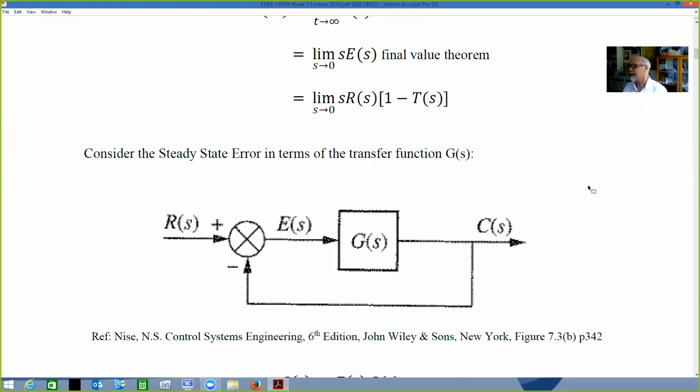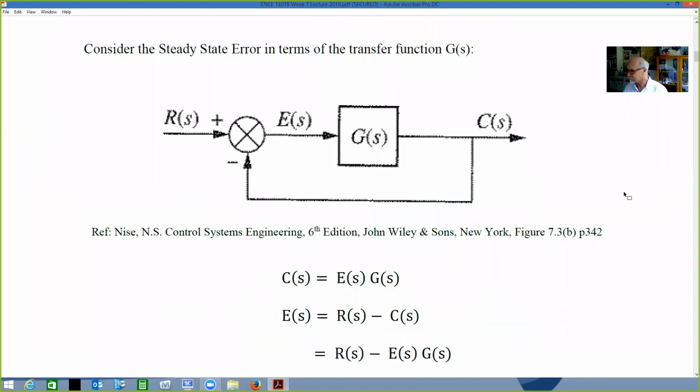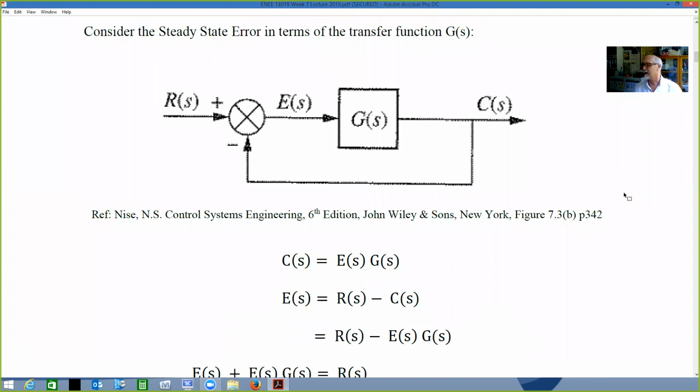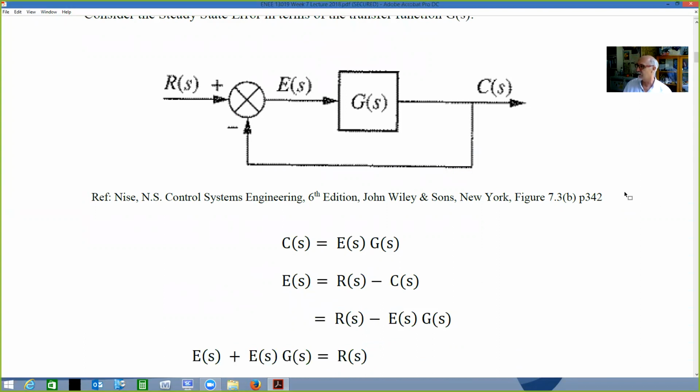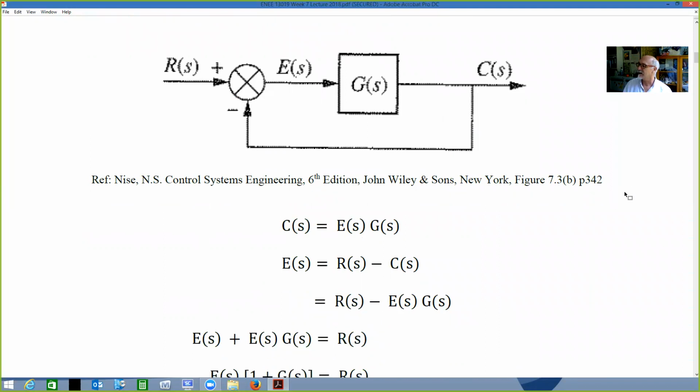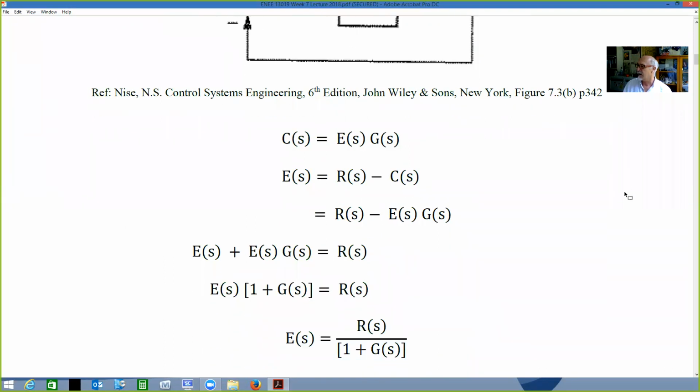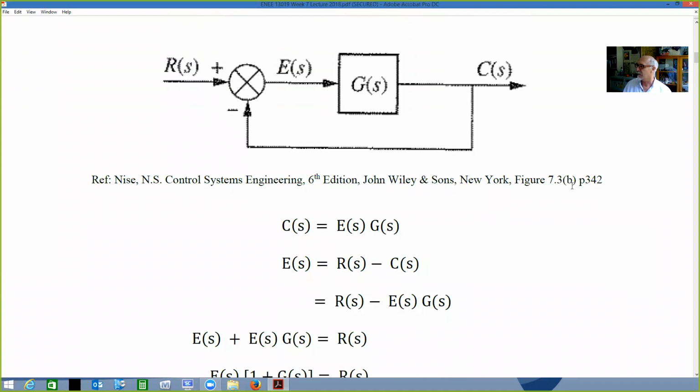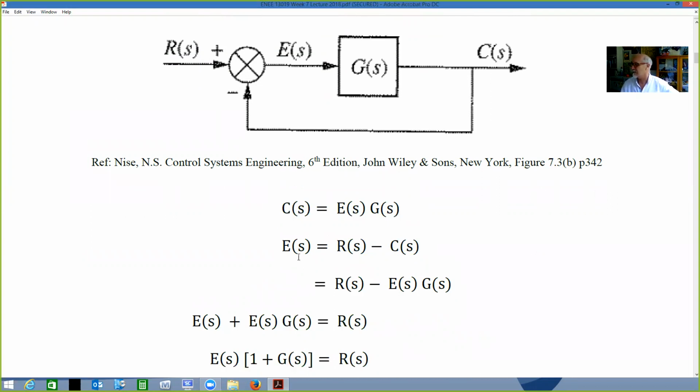So if we consider the steady state error in terms of that transfer function, again, we've got this input of R of S, we've got some difference occurring with the E of S, as we saw. The G of S is a transfer function, and output is C of S. So again, if we go through the process like we've done beforehand, we can very quickly derive our expression for our output from our transfer function. G of S is going to equal C of S over E of S, so rearrange that to find our function of E of S.